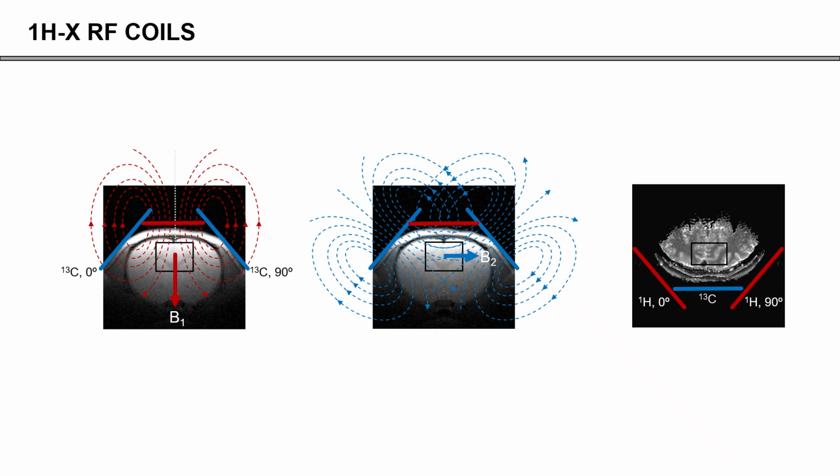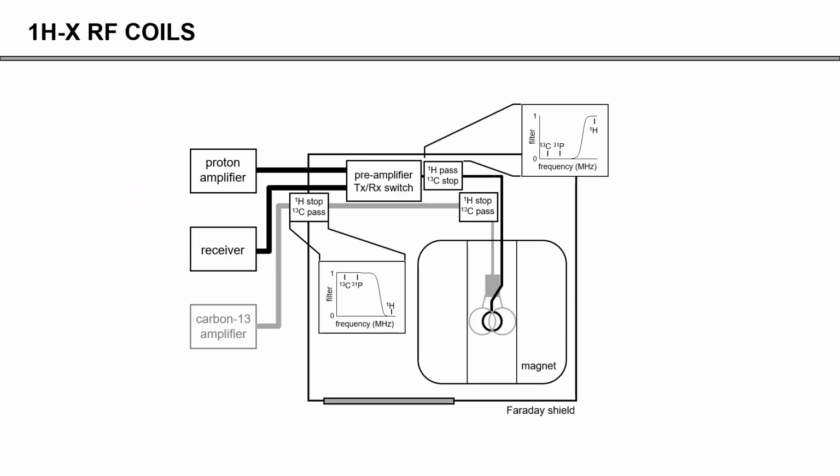Now, of course, this approximation of B1 and B2 being perpendicular is only a first approximation because there's many spatial locations where that's not the case, and so there will still be some interaction between the two coils. That is a potential problem if you want to do experiments like proton decoupling during carbon-13 acquisition, for example. So for those experiments, you will need to have additional filters in line.